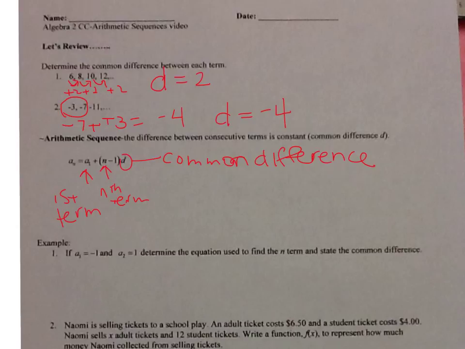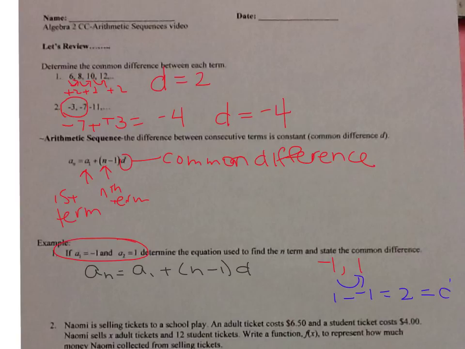Okay, so let's take a look at the first example. It says, if a sub 1 is equal to negative 1 and a sub 2 is equal to 1, determine the equation used to find the nth term and state the common difference. All right, so I want to use this formula, a sub n equals a sub 1 plus n minus 1 times the common difference. So you have to find the common difference. So in my sequence so far, I have negative 1, comma 1. That's the first term, second term. To come up with the common difference, what are we adding or subtracting to go from negative 1 to 1? If you're not sure, do 1 minus negative 1, which is 2.